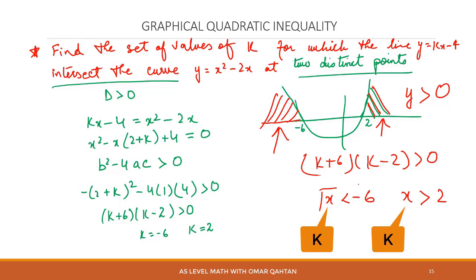So that's how you actually answer for anything which is less than or greater than. So this is all about graphical quadratic inequality. Good luck.